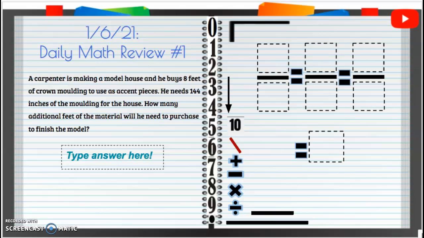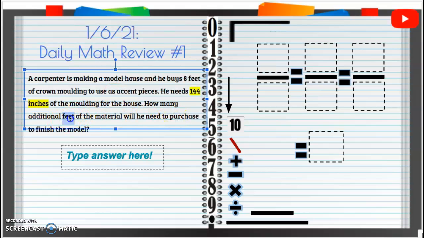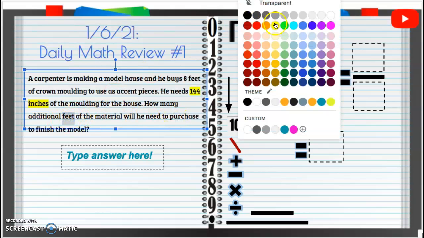Alright, so he buys 8 feet of crown molding. He needs 144 inches. So, first of all, we need to figure out how many additional feet. He buys 8 feet, but he needs 144 inches, so we need to convert that 144 inches, let's highlight that there, to feet.